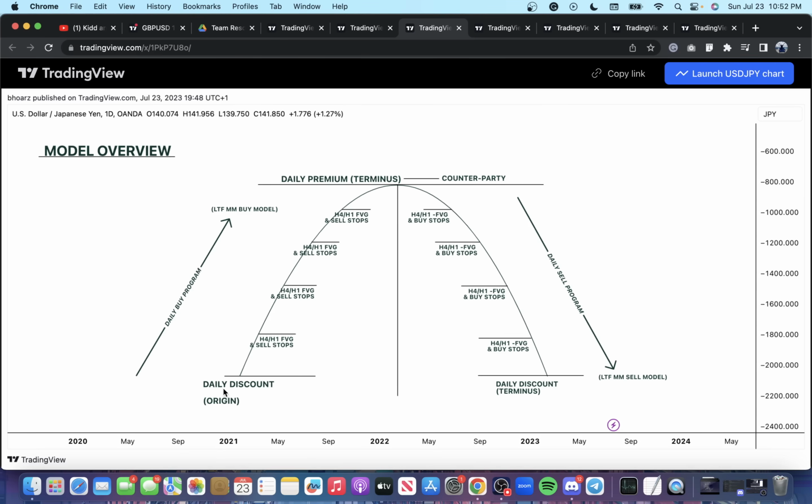So usually this is the way the daily candle would expand. So you have the market expanding. If it's a bullish daily program, the market would expand from a daily discount. It could be a daily bullish order block or a daily bullish fair value gap or breaker block. The market will start the expansion higher, and the market usually would seek a premium.